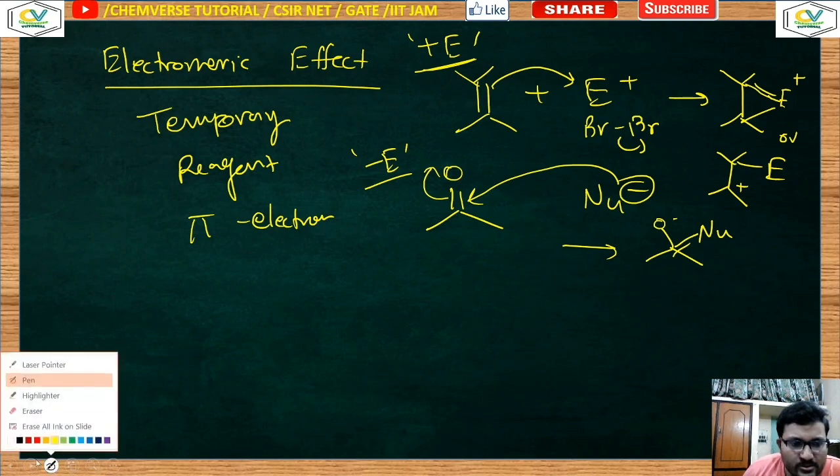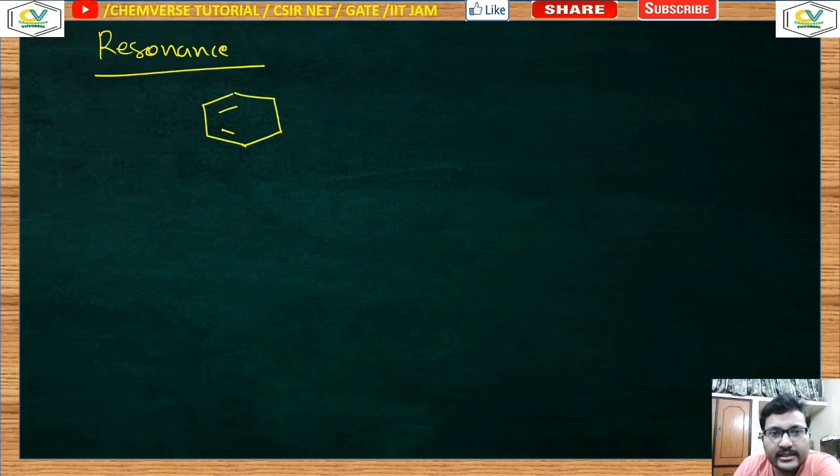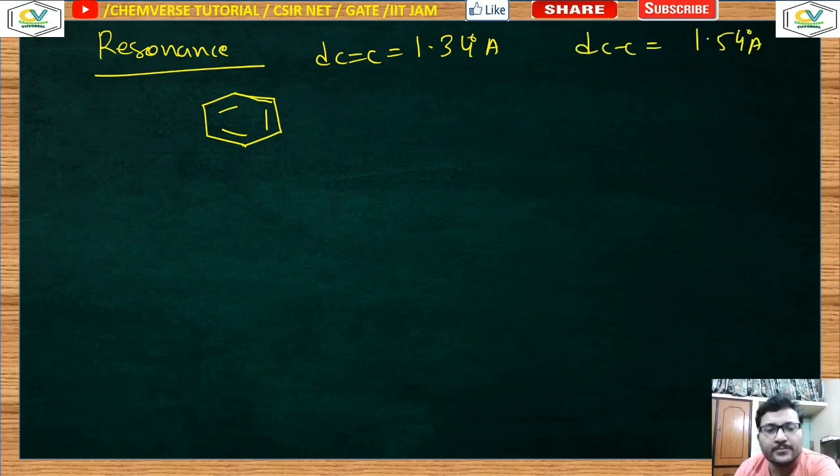Now moving on to the next one, that is your resonance. Now the question arises: why will we study resonance, and from which observation do we start thinking that this kind of effect exists? The observation is that in a benzene molecule, you know that C double bond C has a bond length around 1.34 angstrom if I am not wrong, and C single bond C has a bond distance of around 1.54 angstrom.